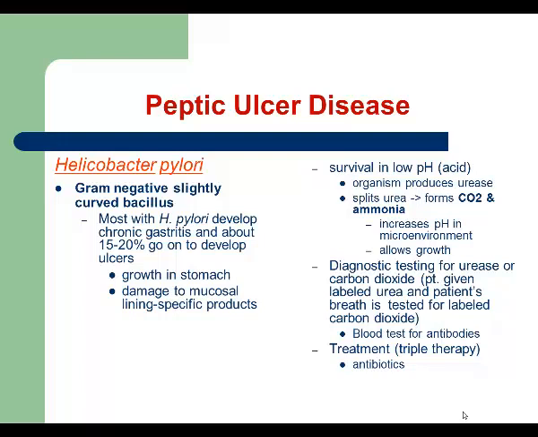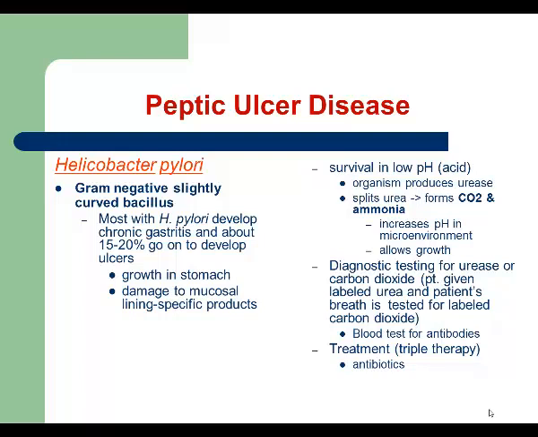But actually the main cause of peptic ulcer is a bacterium which is called Helicobacter pylori. Helicobacter pylori is a very small gram-negative bacillus. And when patients get infected with Helicobacter pylori, or H. pylori, most of those patients will develop chronic gastritis, inflammation of the mucous membranes of the stomach, and as you see, up to 20% of those patients will eventually develop ulcers.